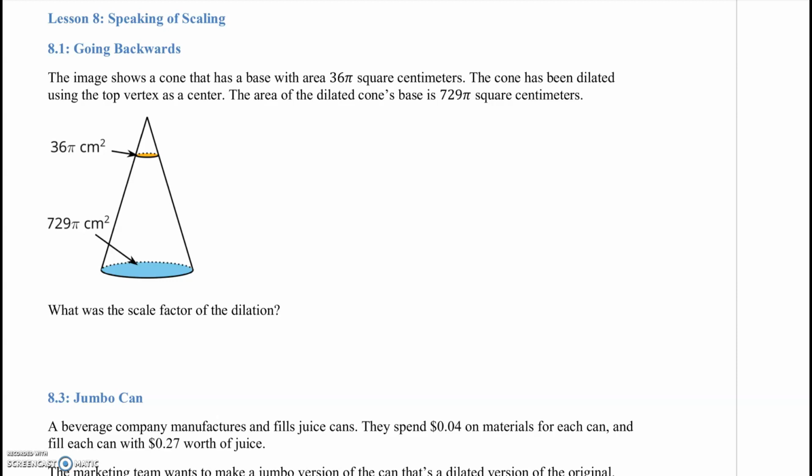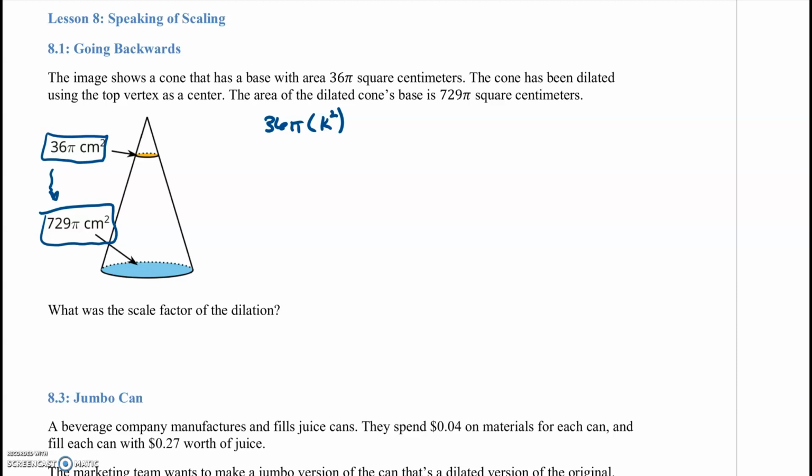So we're starting with this small cone here, and we have a base area of 36 pi centimeters squared, and we are scaling it, and it's growing to 729 pi centimeters squared. Now, I know that when we scale things and the size increases, that means that my scale factor must be greater than 1. So here's what we're going to do. I know that I have 36 pi as the original area. I'm going to multiply it by some scale factor, but that scale factor has to be squared.